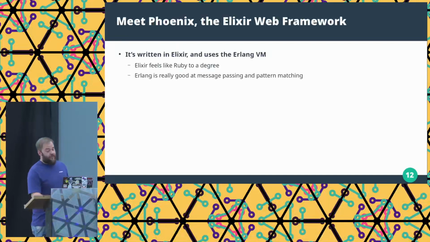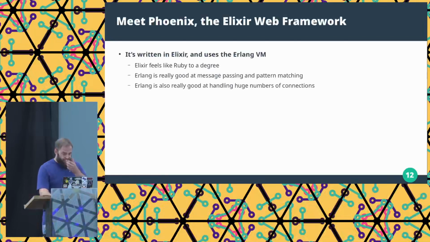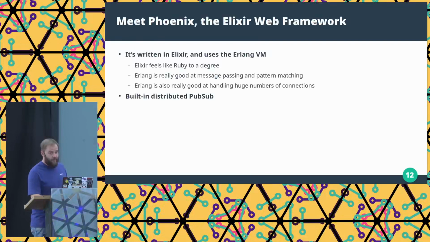Erlang is really, really good at message passing. Not parsing, but passing and pattern matching. So Elixir is too. And it's really good at handling huge numbers of connections. So if you're doing web projects and you need to scale out later, then it's a lot easier doing it this way. It comes with a built-in distributed PubSub, so you can do fancy stuff.